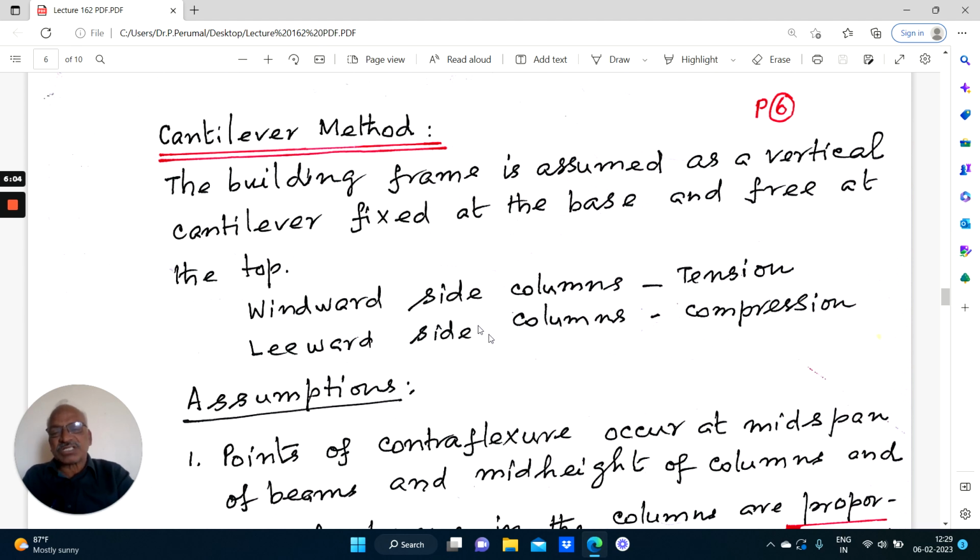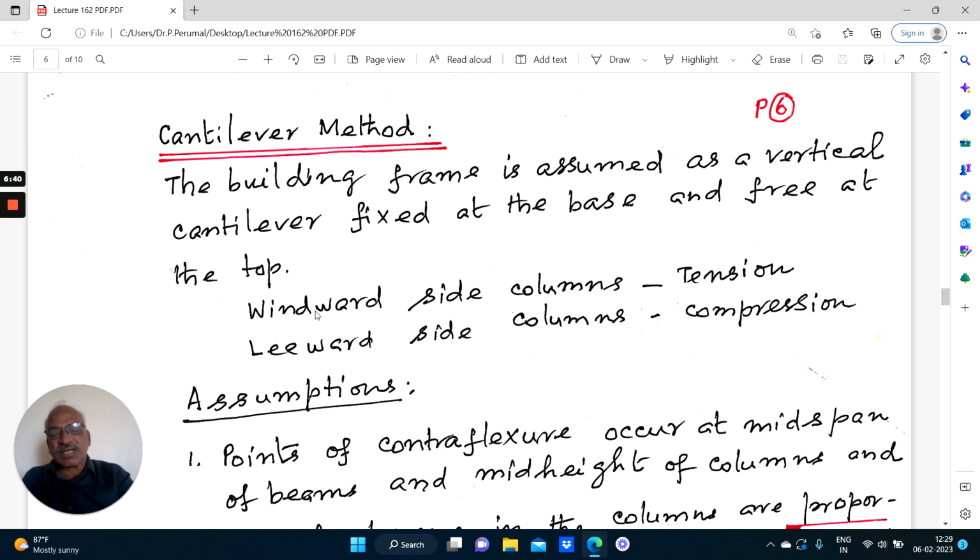before going through calculations, we will discuss some basics. The building frame is subjected to lateral loads, and it is assumed as a vertical cantilever fixed at the base and free at the top. The building frame may be 10 stories, maybe 20 stories, whatever it may be. At the base, it is assumed as fixed. At the top, it is assumed as free. So, in this frame, now it is a vertical cantilever fixed at the bottom, free at the top, subjected to two lateral loads.